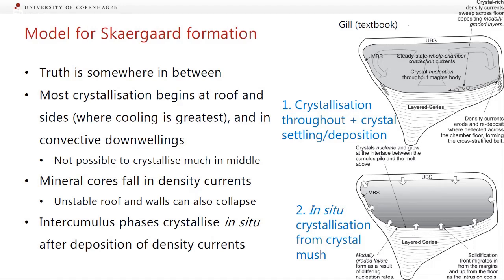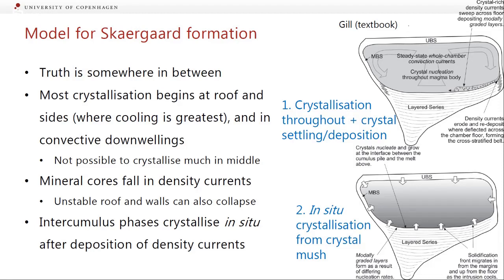So we start forming these mineral cores of cumulus grains at the roof and at the sides where there's downwellings. And once these cores start to crystallize, the mixture of the melt plus the crystal cores is denser than the melt in the rest of the magma chamber. So then we form a density current, that's like our turbidite. And these minerals are then falling to the bottom of the magma chamber in these density currents, and they're being gradually deposited out into these large modal layered beds.